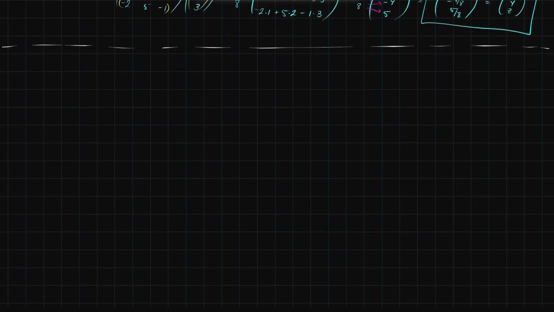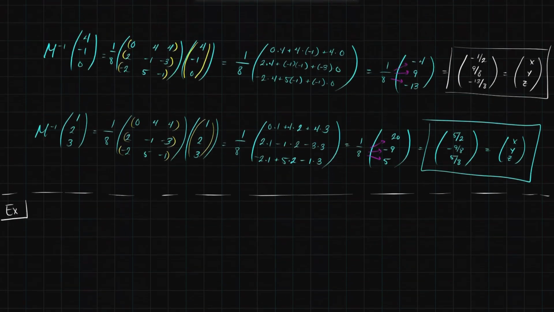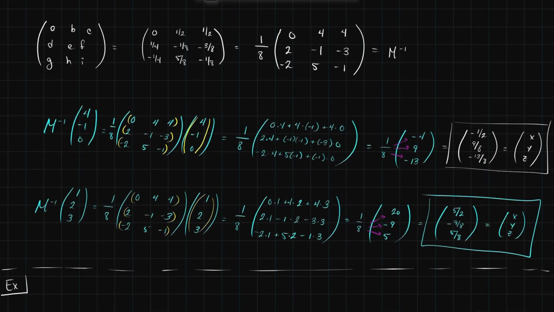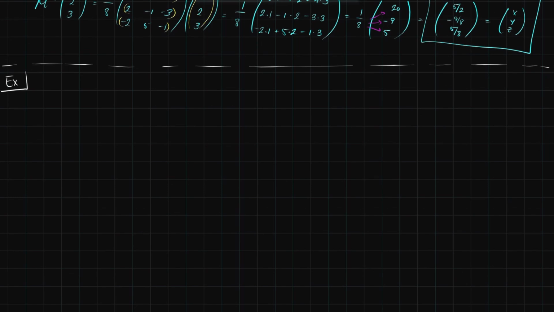So let's go ahead and talk about that 1/8 that was in front of my inverse matrix, right? This 1/8 kept showing up here. And I think every time you've seen an inverse matrix so far, there's been some number that we've been able to factor out. So let's ask the question, where did the 1/8 in front of M inverse come from?